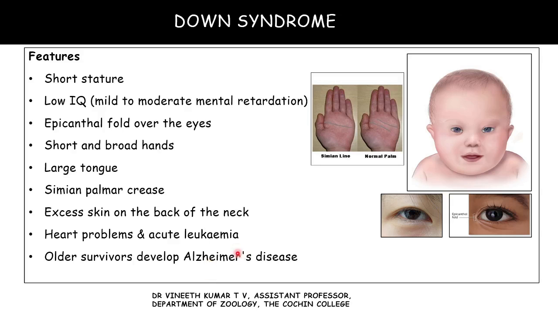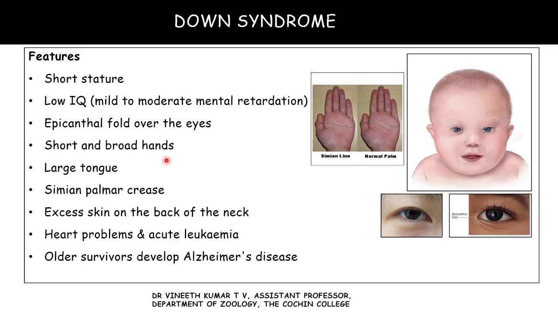Coming to Down syndrome, we'll discuss the features of individuals with this syndrome. The main features are short stature and low IQ, which ranges from mild to moderate mental retardation. Next is an epicanthal fold over the eye, which is shown here. This fold is normally absent in normal individuals. Here you can clearly see an extra fold of skin over the eye, which is called the epicanthal fold, usually seen in individuals with Down syndrome.